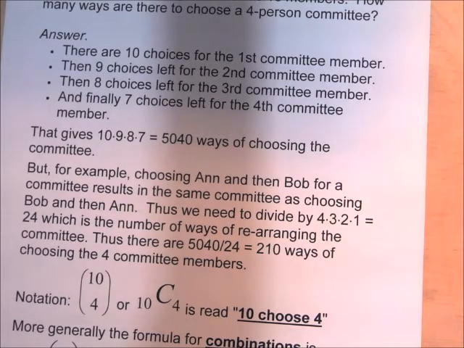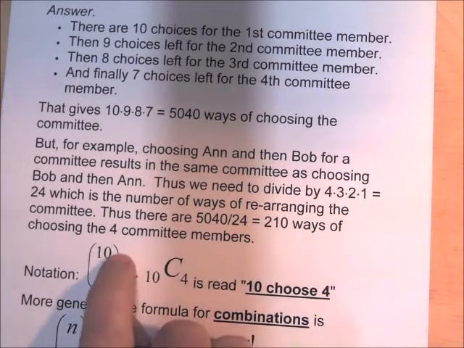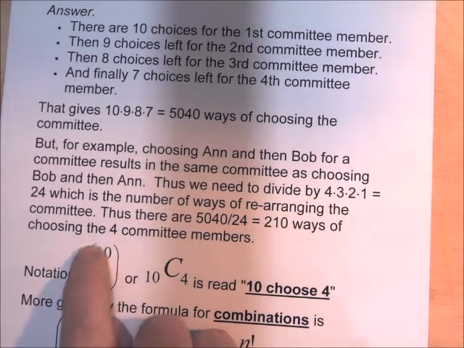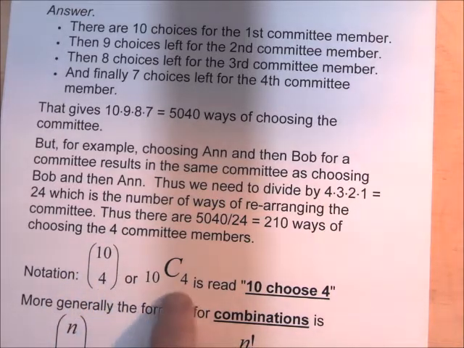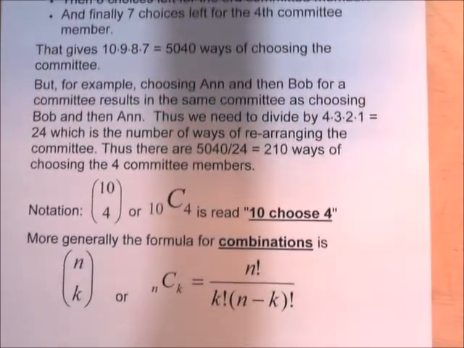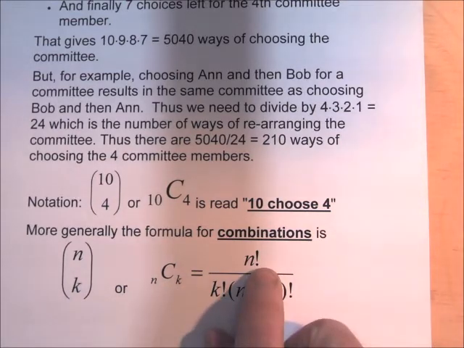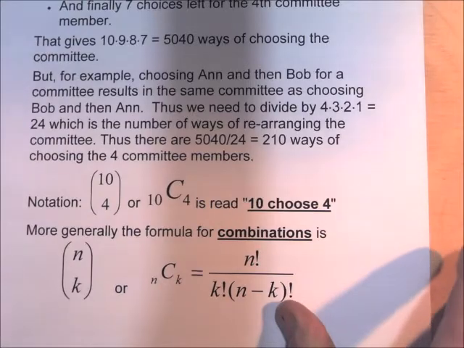And the notation here is a little bit like a fraction, 10 over 4, except there's no fraction bar and they have parentheses around it. It's also written 10C4, and you can read this as 10 choose 4. And the formula is for n choose k: n factorial over k factorial times n minus k factorial.